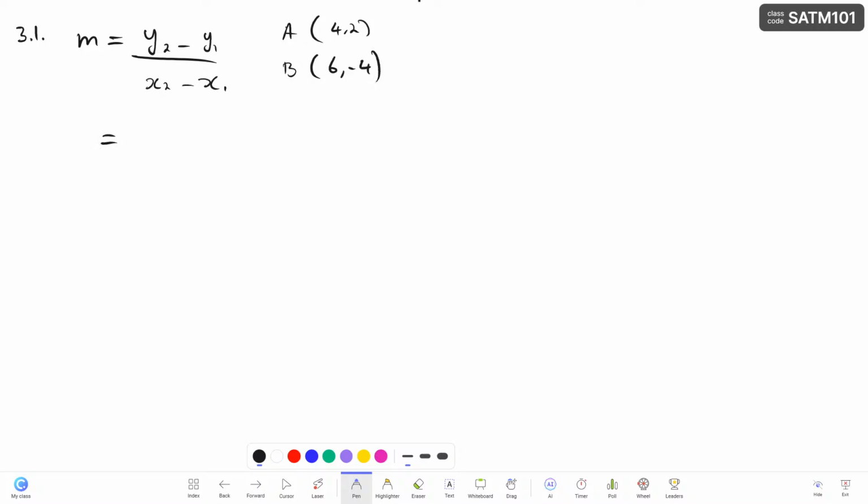So this one is going to be our y1. This is going to be our y2. So we're going to say 2 minus -4. Because this is negative, pay attention to negative. You need to put the brackets here. So divide by, this is going to be x1. This is going to be x2. So you're going to say 4 minus 6. Using your calculator, we find our gradient as -3.